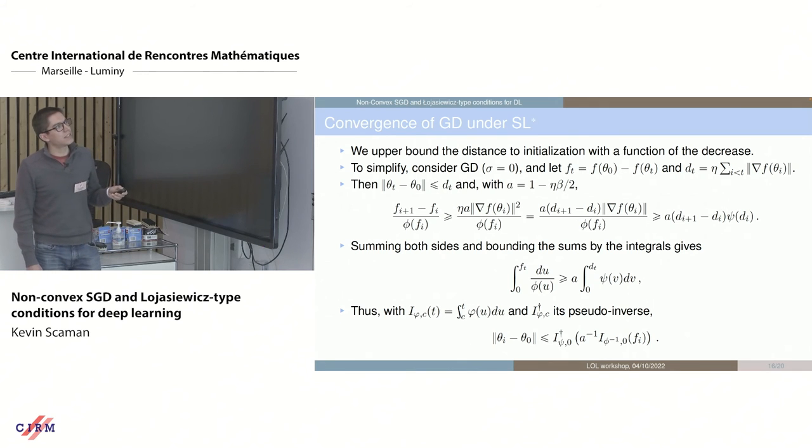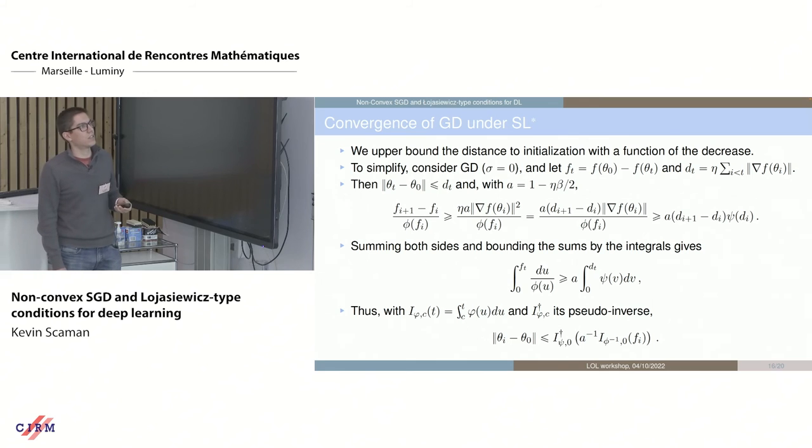And then what I do basically is that I'm going to replace this norm of the gradient by psi of di. So if I replace this by the product of phi of fi times psi of di, the two terms are going to simplify, and you just end up with psi of this distance. Well, in a way, it's the distance traveled by the optimization iterates.